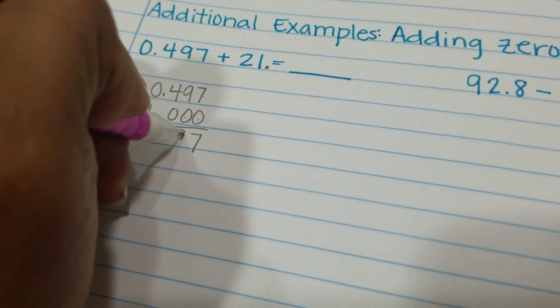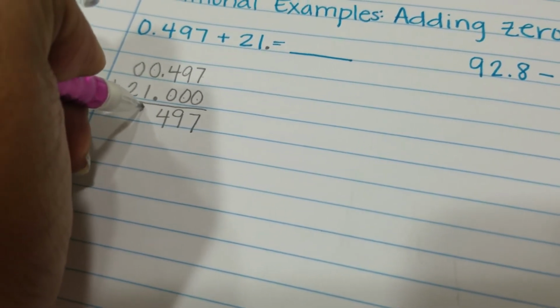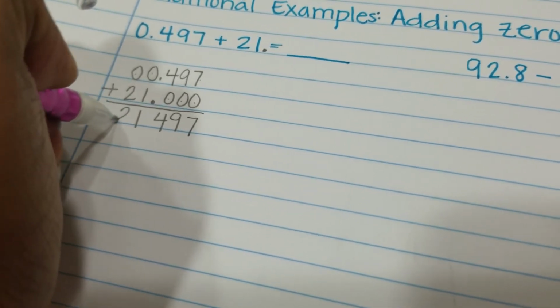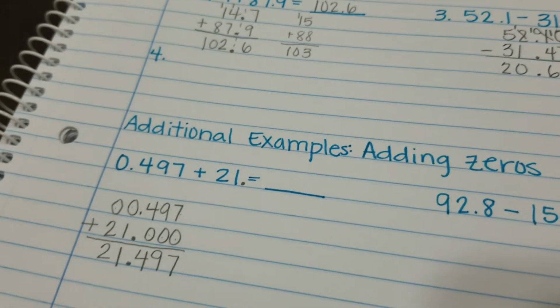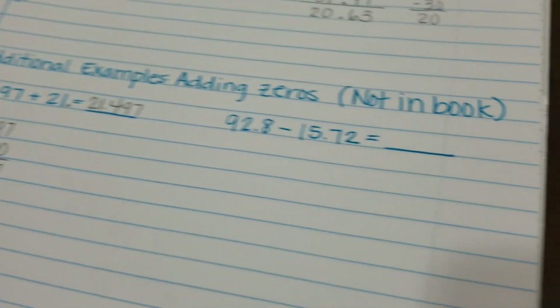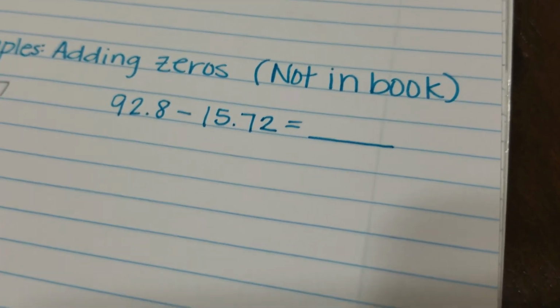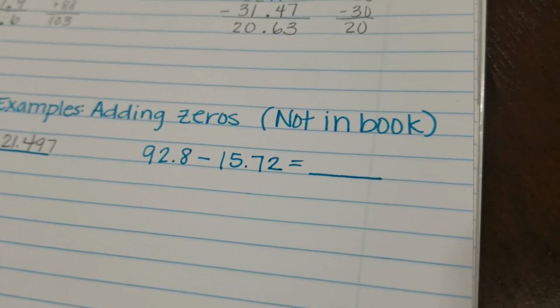9 plus 0 is 9. 4 plus 0 is 4. 0 plus 1 is 1. 0 plus 2 is 2. And we add our decimal point. Okay. So this is 21.497. And then we're going to do one more, kind of like guided practice problem number 3. So we'll practice one more like that.